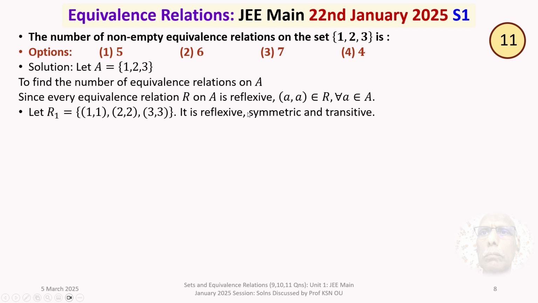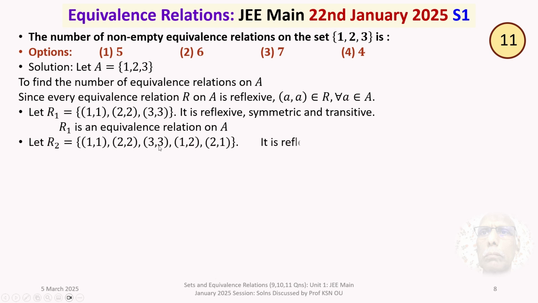Right. It is reflexive, symmetric and transitive. Thus R1 is an equivalence relation. So thus we got a first equivalence relation. So as we did in the earlier question, now to this R1, we adjoin some elements so that it becomes an equivalence relation. Now let R2 be, we adjoin two elements, (1, 2). Because we have adjoined (1, 2), we want symmetric, so (2, 1) also we will adjoin.